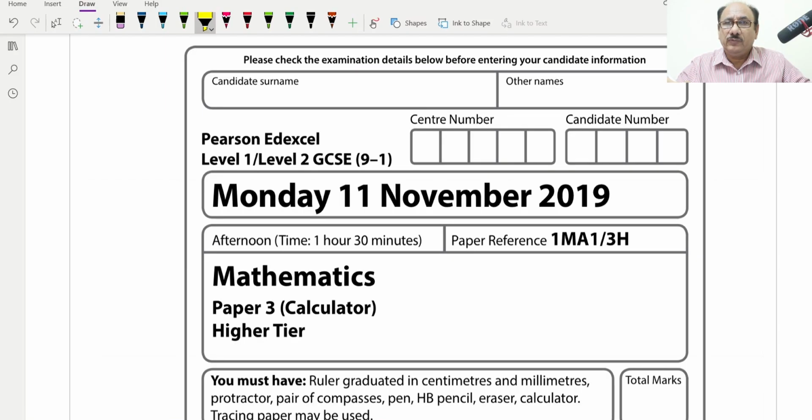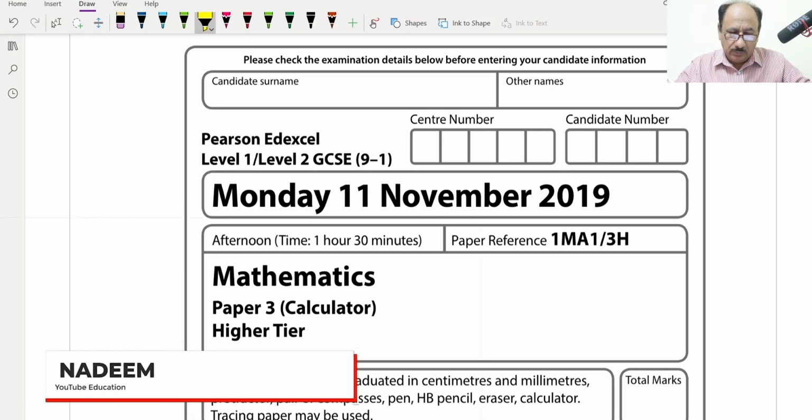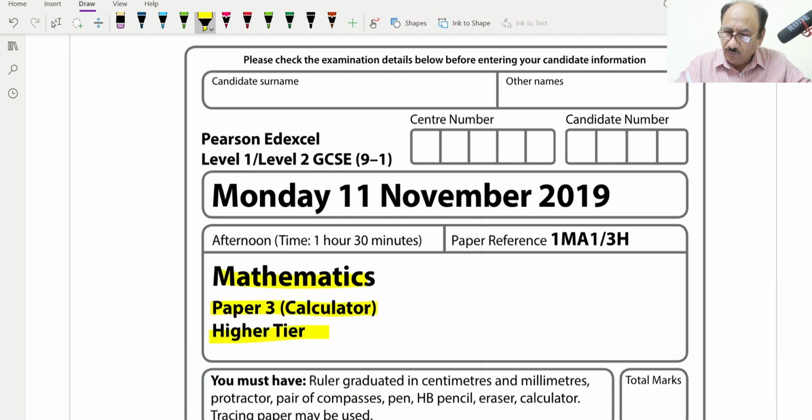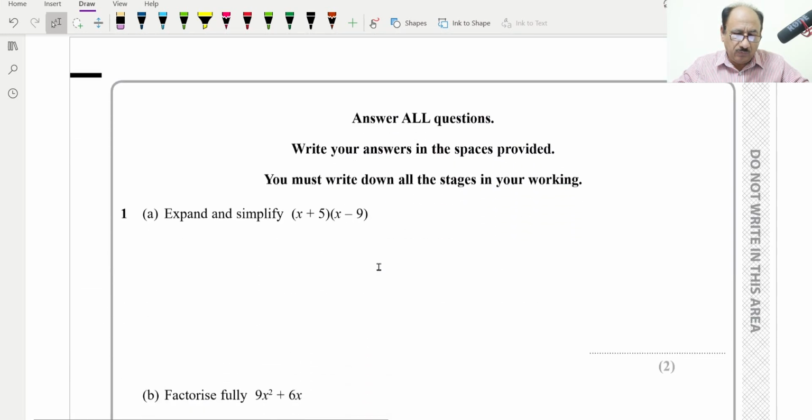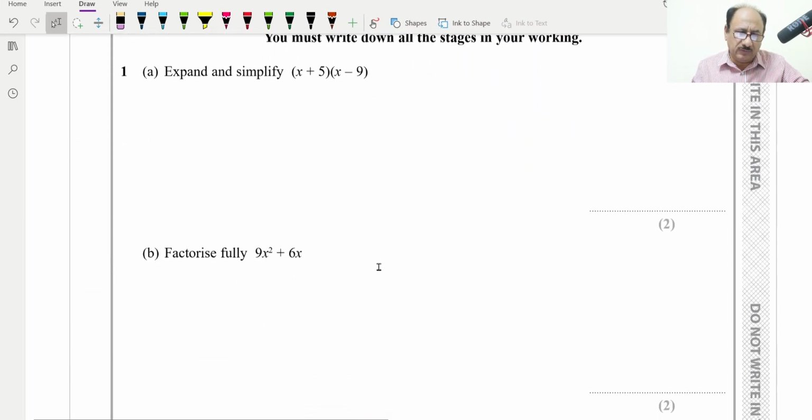Hello everyone, today we'll be going through Edexcel Mathematics paper 3. This is calculator higher, 1MA13H November 2019. This is Level 1, Level 2 GCSE 9-1 paper. So we'll go through question number 1, which is very straightforward.